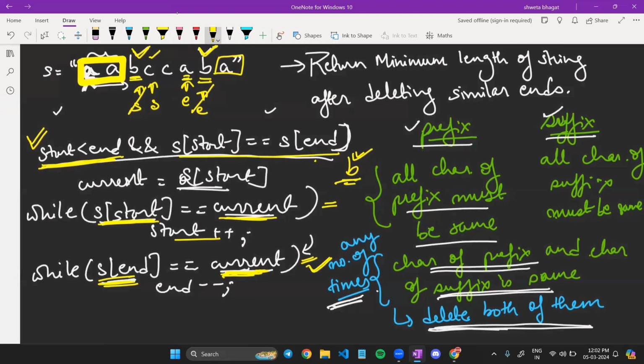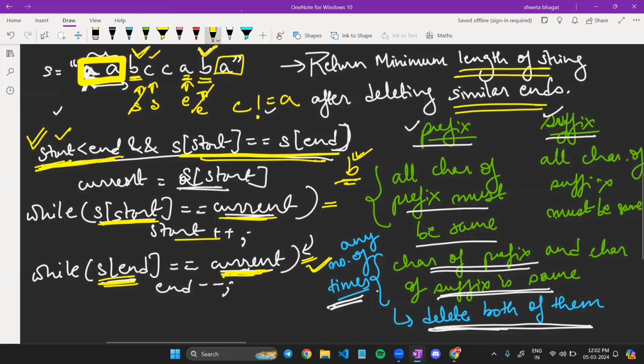And now again what we'll check? We'll check this condition. That is start less than end. So start is less than end. Is s of start equal to s of end? So s of start is what? It's c. S of end is what? It's a. So is s of start equal to s of end? No, they are not equal, right? We have not got the similar ends, right? What was the condition? We were supposed to delete until we get similar ends, right? The moment we get ends which are not similar, we will simply return the length of the string, right? So what is the length of the string? So where is our start pointer?